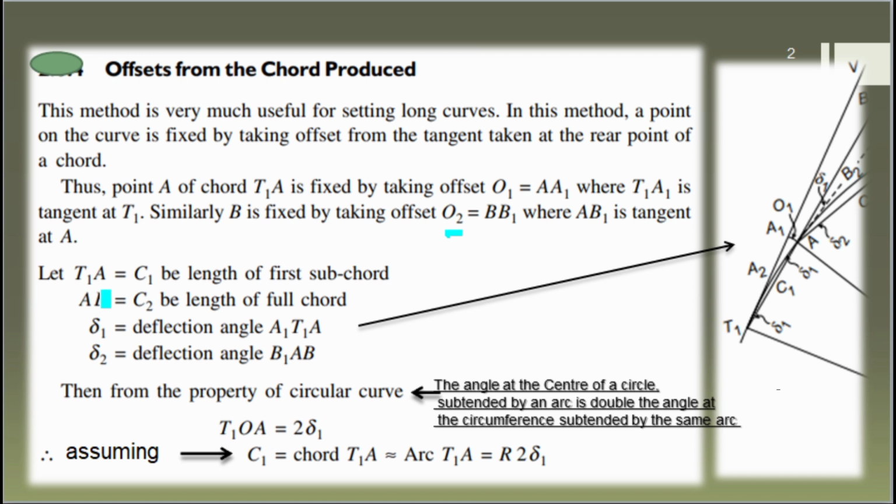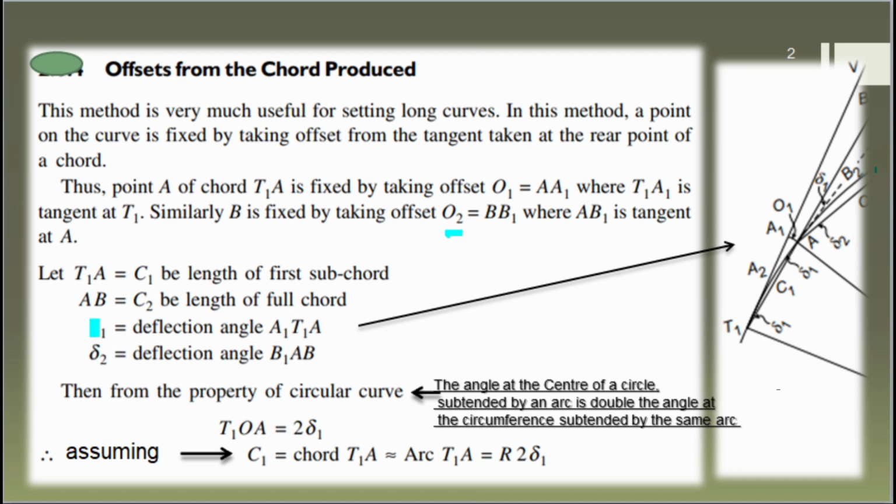So let T1A be the chord 1. The distance from here to here is the chord C1, which in other texts you can see as L, the length of the first subchord. Then AB is the distance from here to the next point, the second chord, and so on for all the adjacent chords within a given circle or curve. So the full chords are found in between. We have the first subchord, the full chords, and then the last subchord.